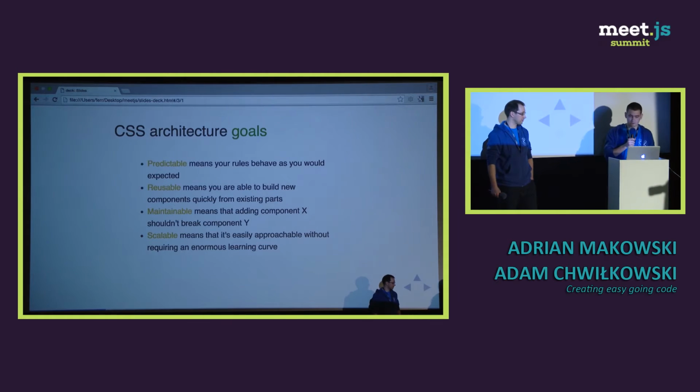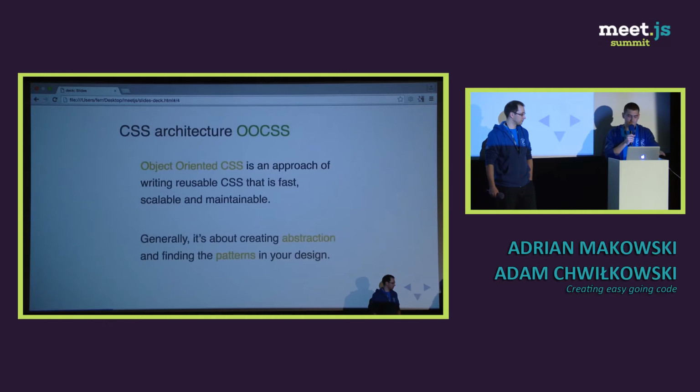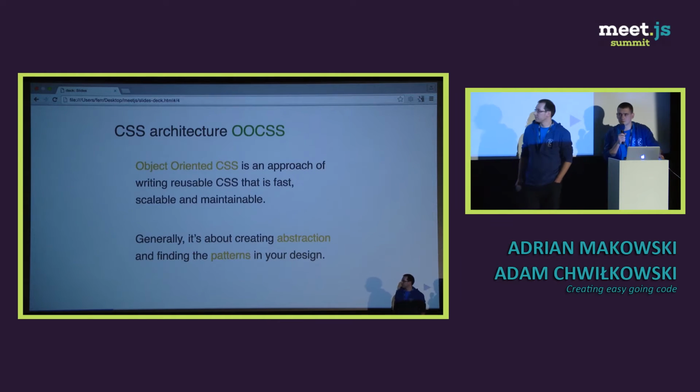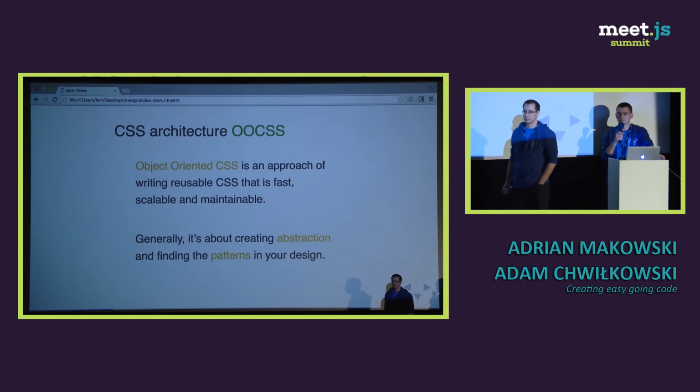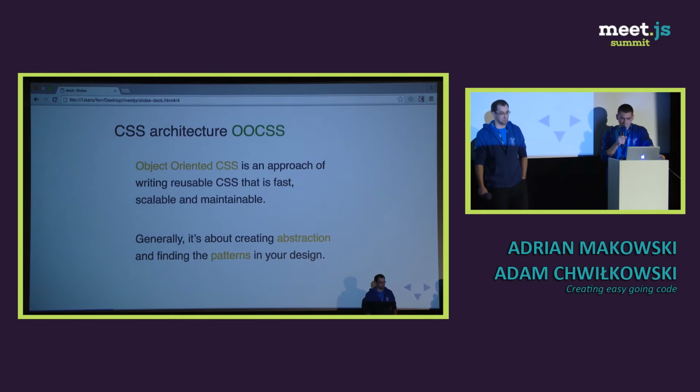That's in theory, but how to achieve that in a practical way? Today I will show you one approach, one naming convention, and a kind of meta framework for keeping the files very structural. Let me start from OOCSS, and I'll ask a question: how many of us have heard about OOCSS? That's nice. So generally it's about creating abstraction, finding patterns.